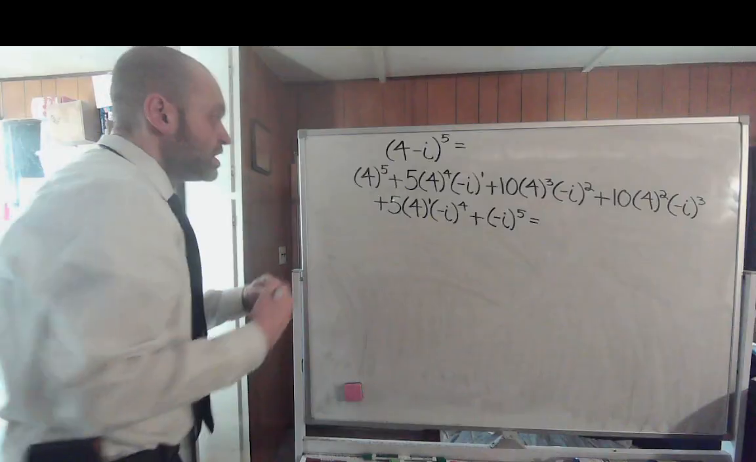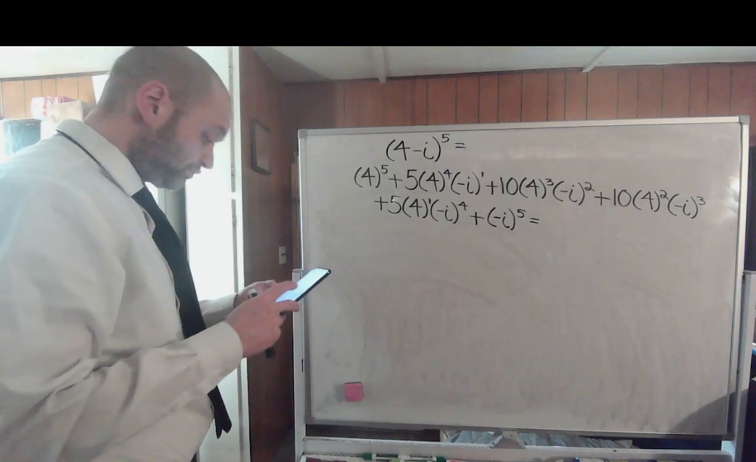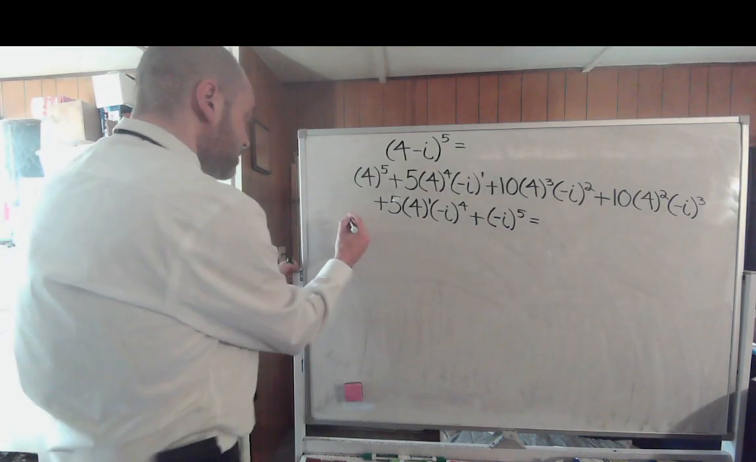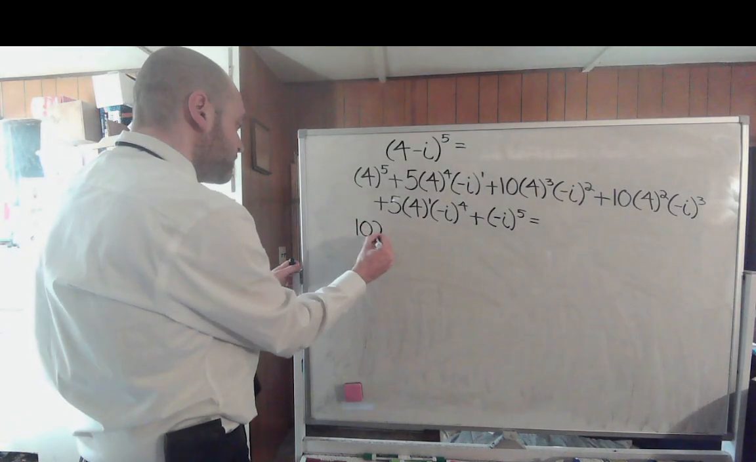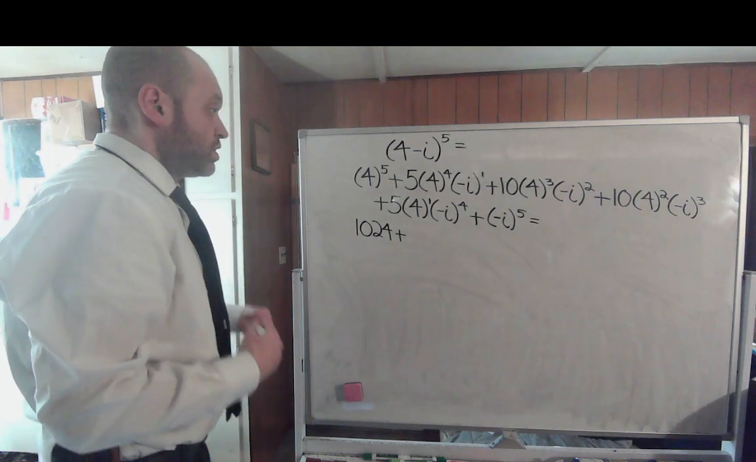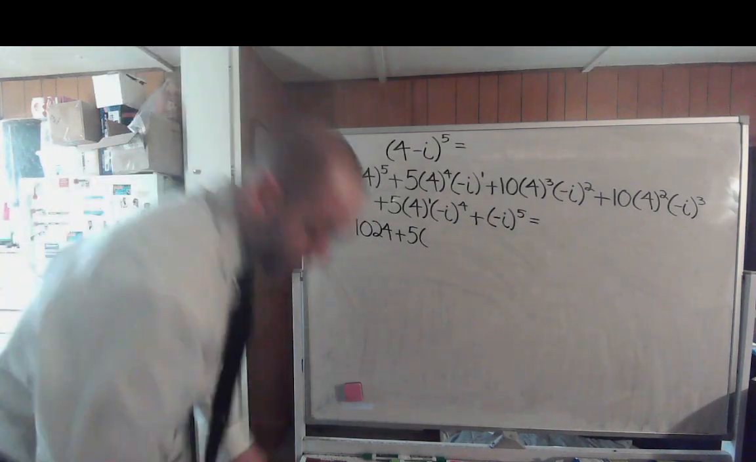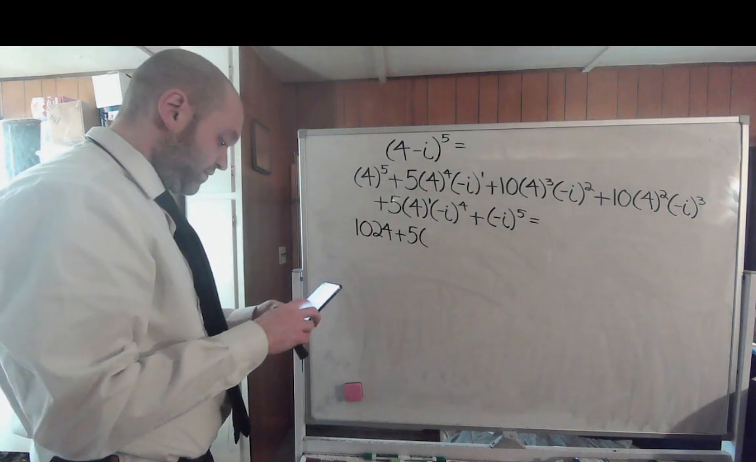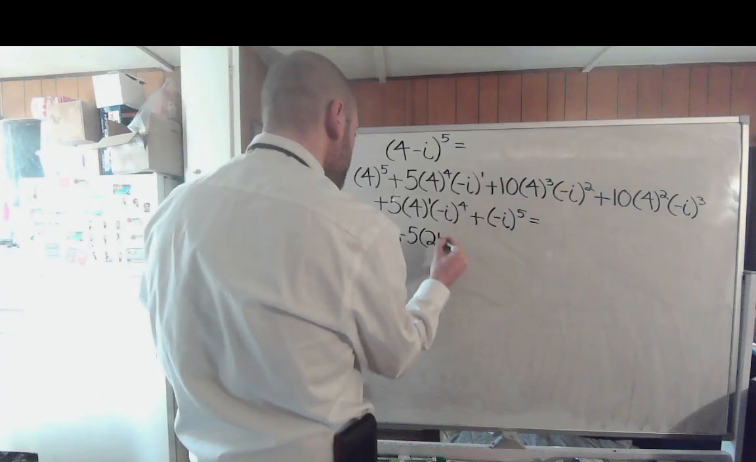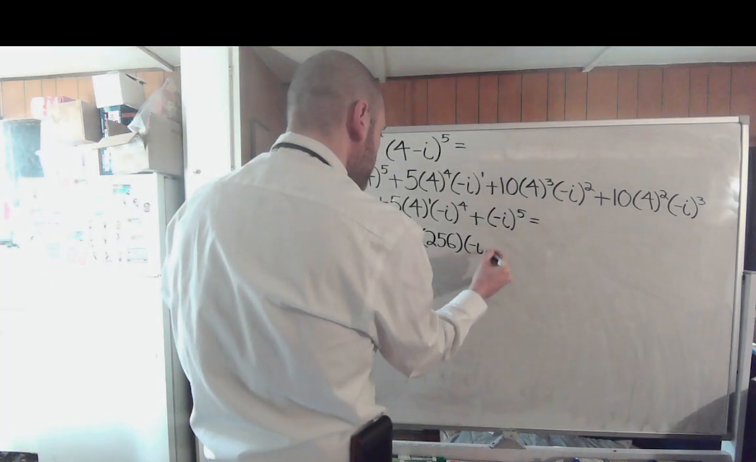So let's find what the heck 4 to the 5th is. That's going to be 1024. So we have 1024 plus, now we have 5 times 4 to the 4th, which, let's figure out what the heck 4 to the 4th is. That's going to be 256 times negative i to the 1st. Well, that's just negative i.